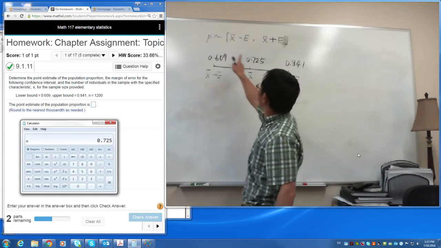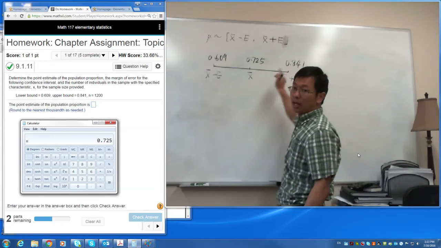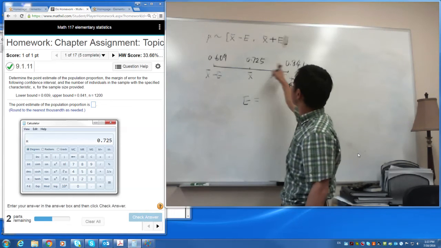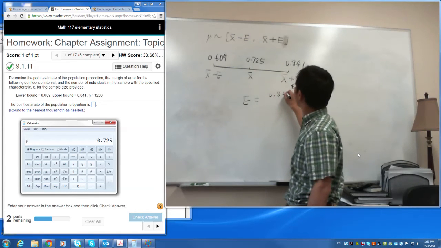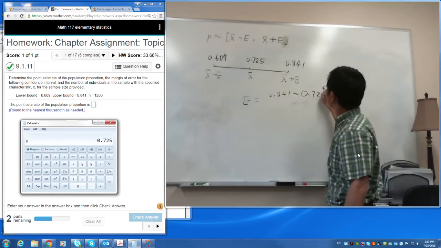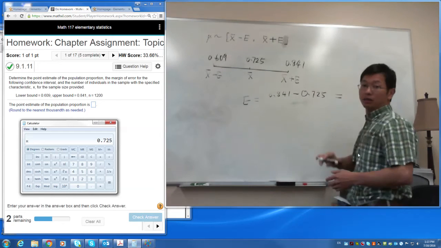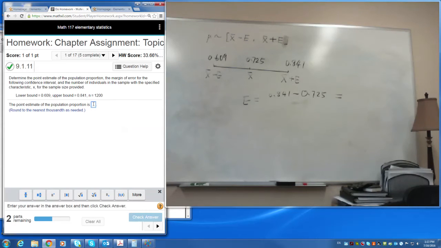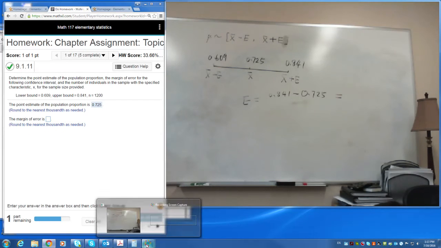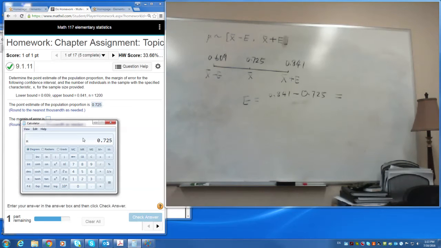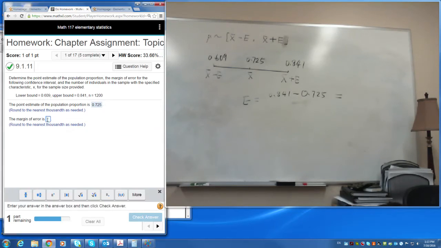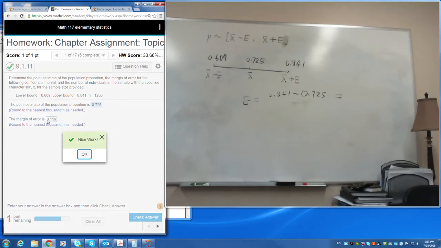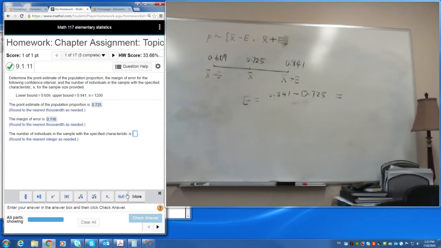Now you can tell me the error. X minus E gives you this, X plus E gives you this. What's the error? You can use this one minus that one. So it's 0.841 minus 0.725, and then this equals what? Okay, so you can subtract. The error is 0.841 minus 0.725, but it's positive, so switch it to subtraction. It's 0.116.